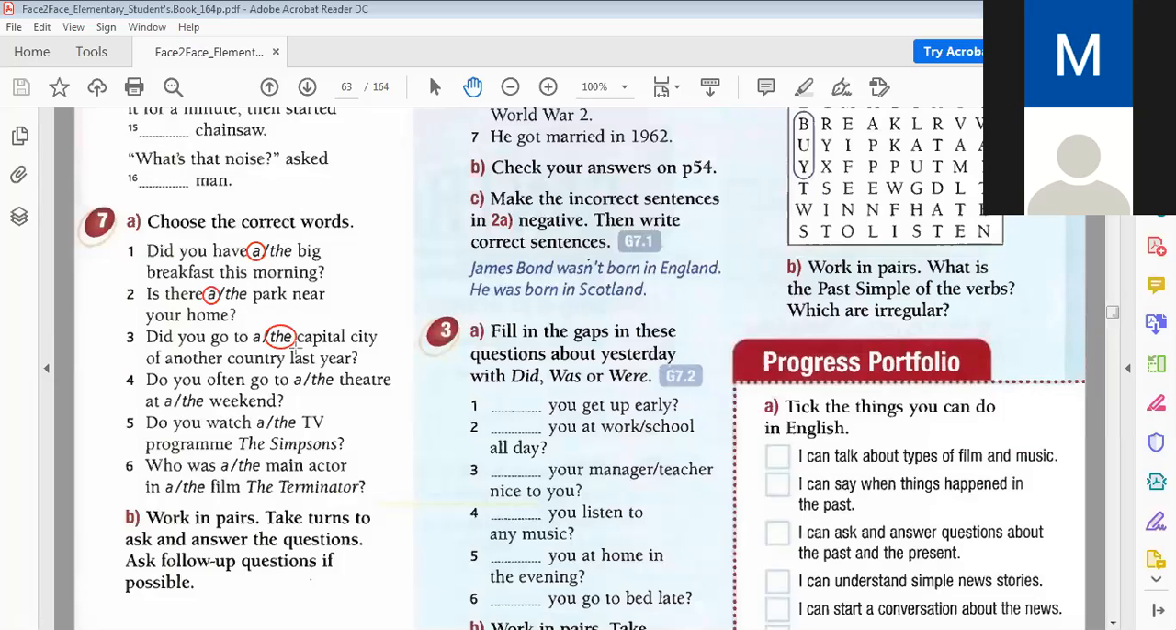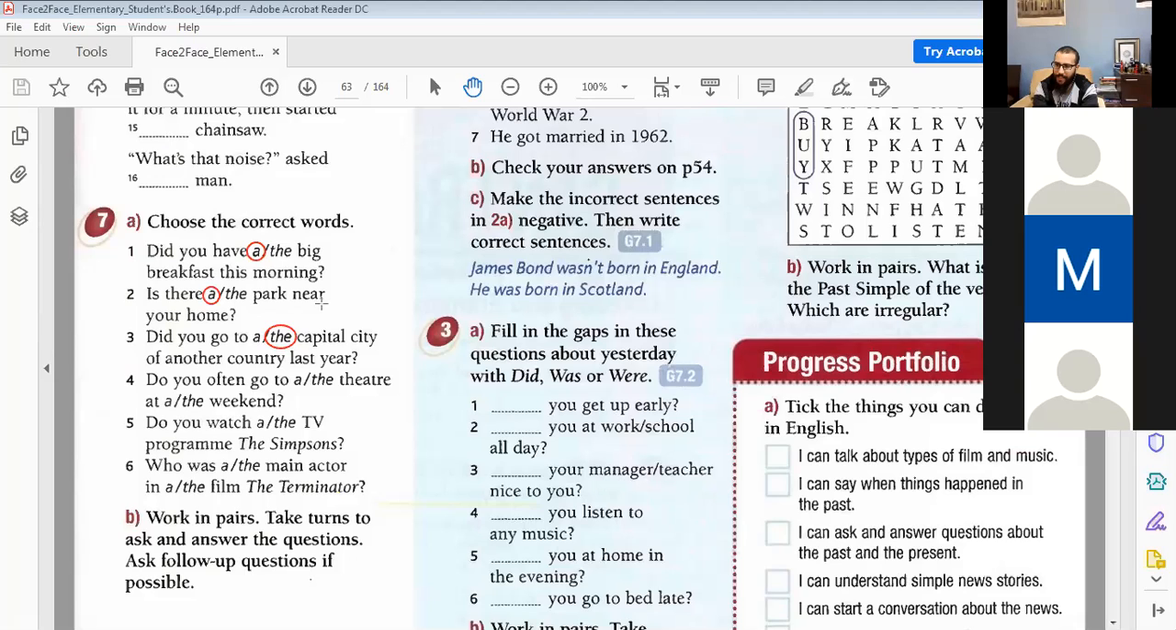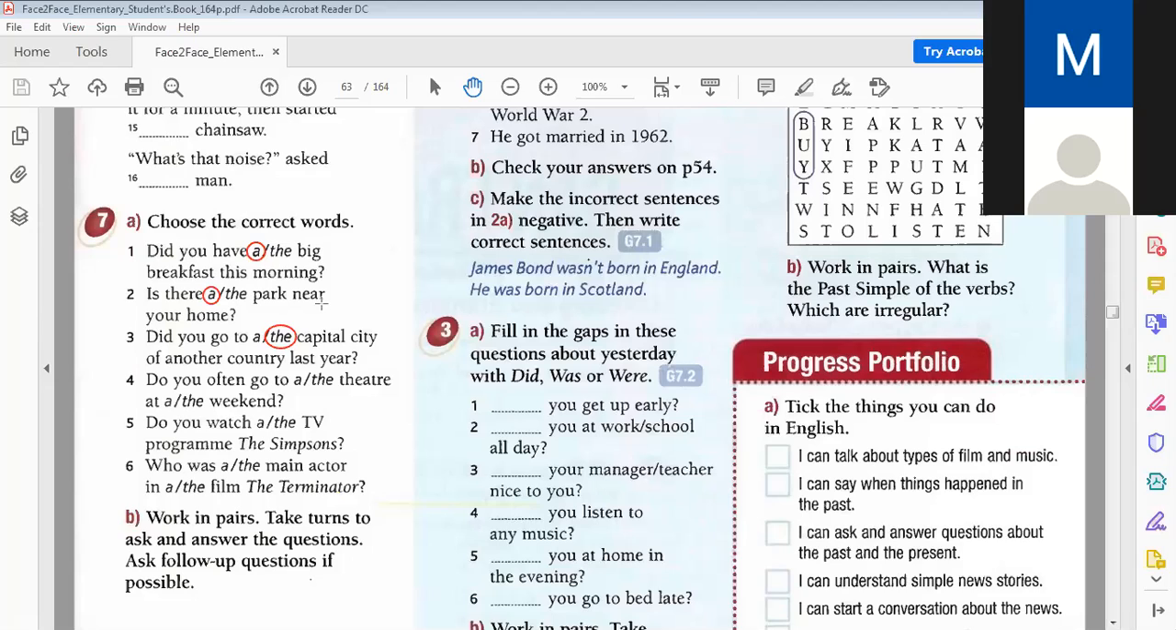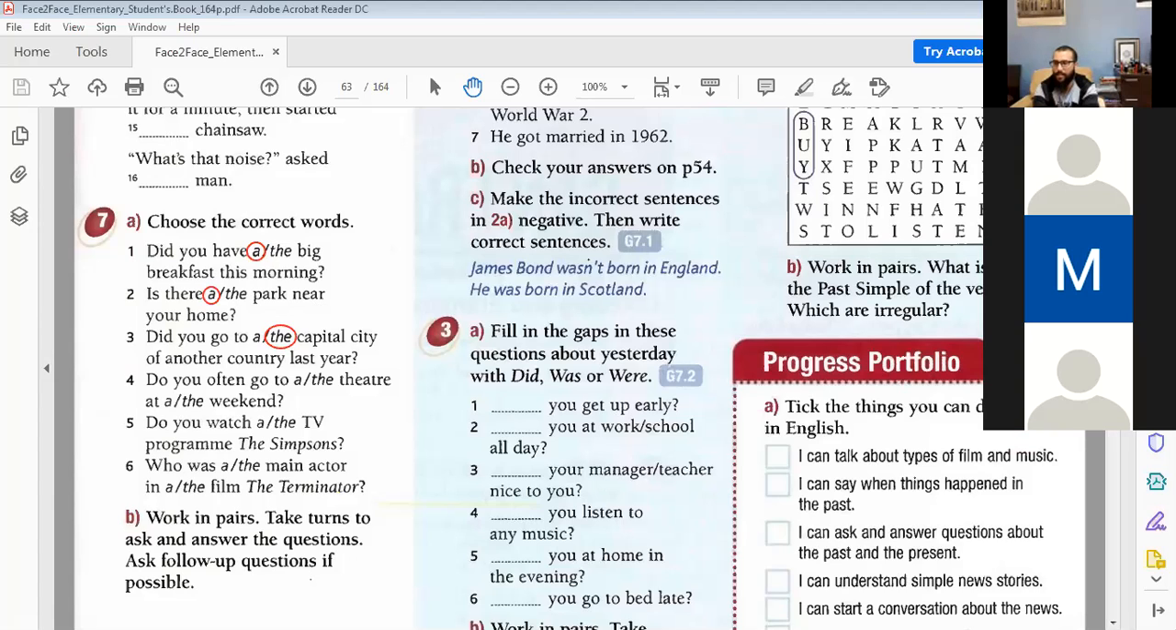Of course the reason, according to the rule, is that the is used because in every country there is one capital city. There's only one capital city in every country. Do you get the idea? There are no multiple options for the capital city. So every country has only one capital city. So that's why we have to say the capital. This is of course the reason.